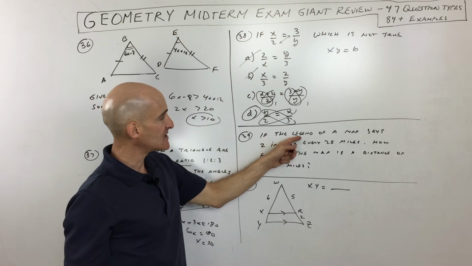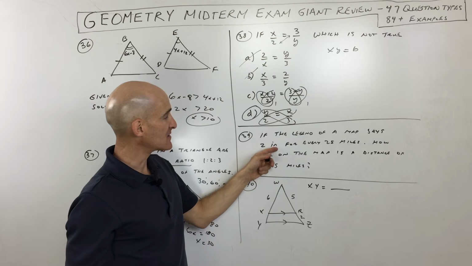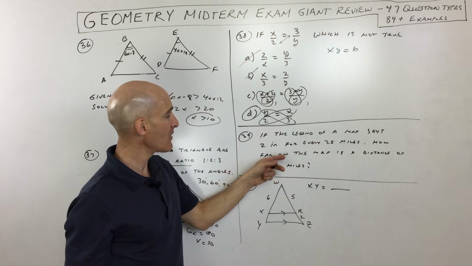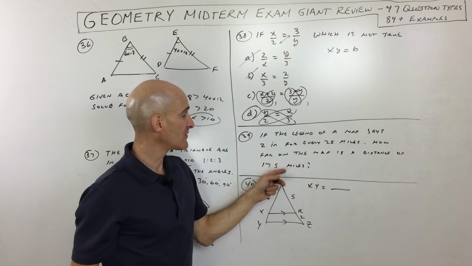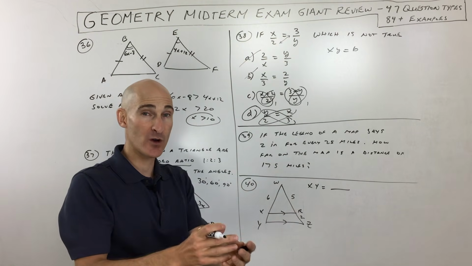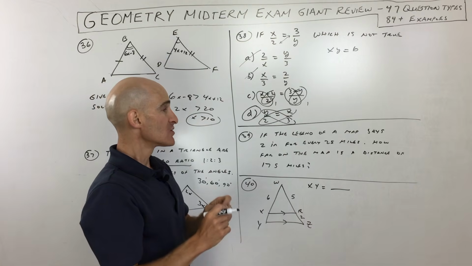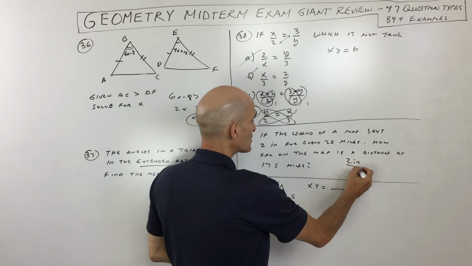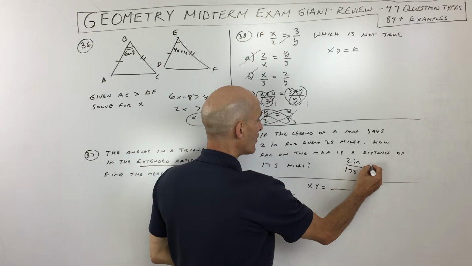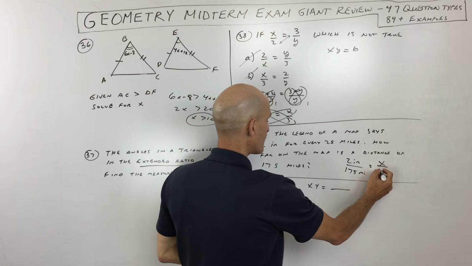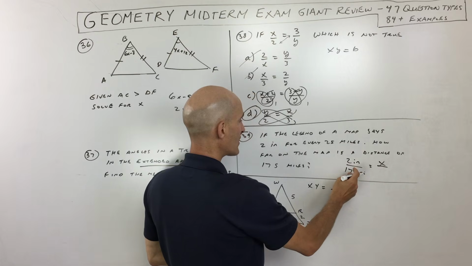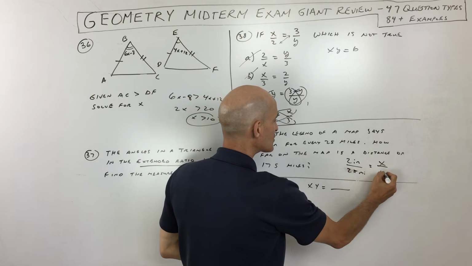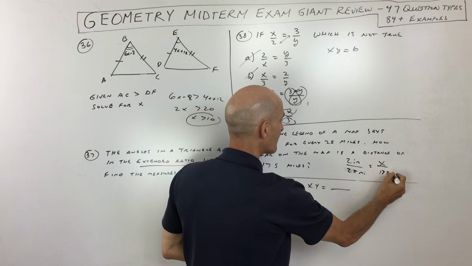Number 39, it says if the legend of a map says that 2 inches equals 25 miles in real life, how far on the map is the distance of 175 miles in real life? How far would it be on the map? So again, talking about the theme of proportions, we've got 2 inches for every 25 miles, x inches for 175 miles.